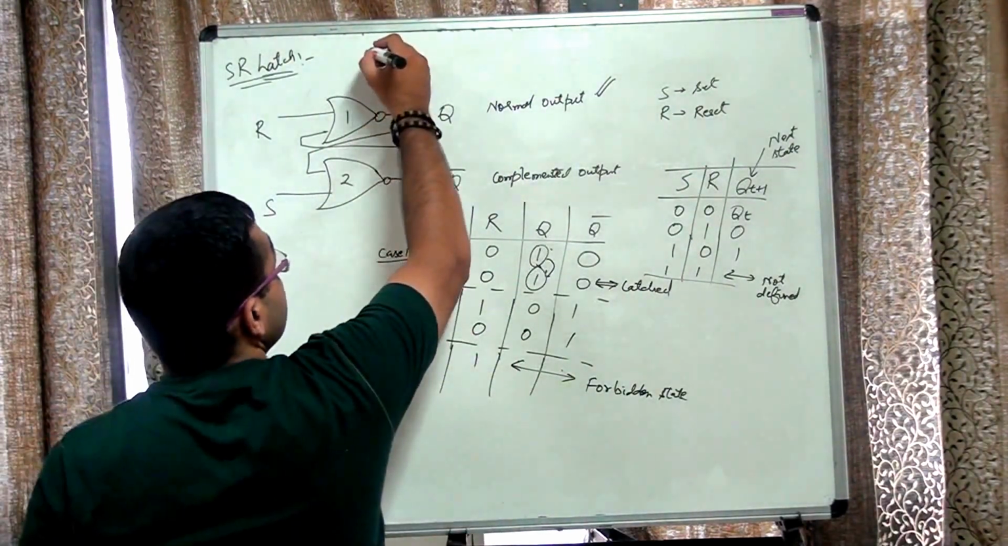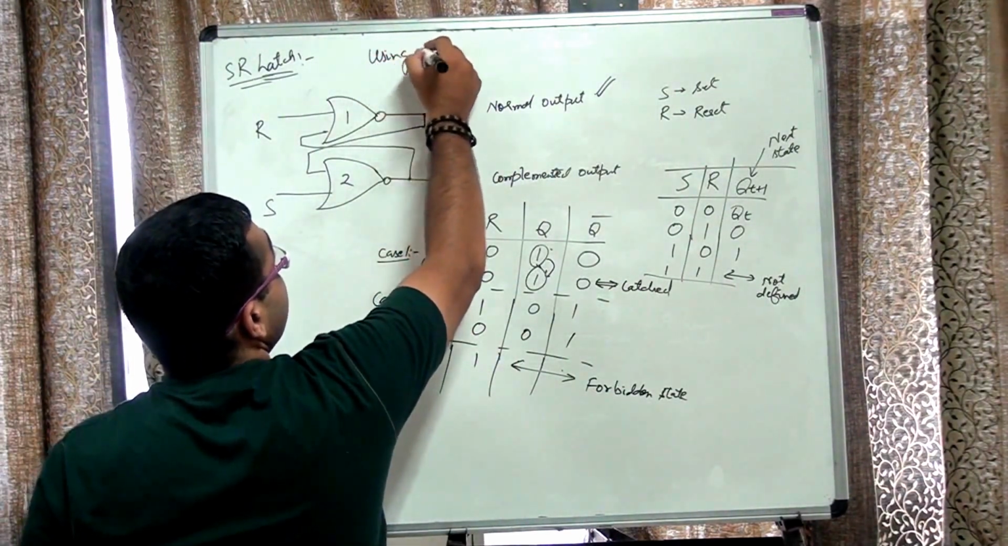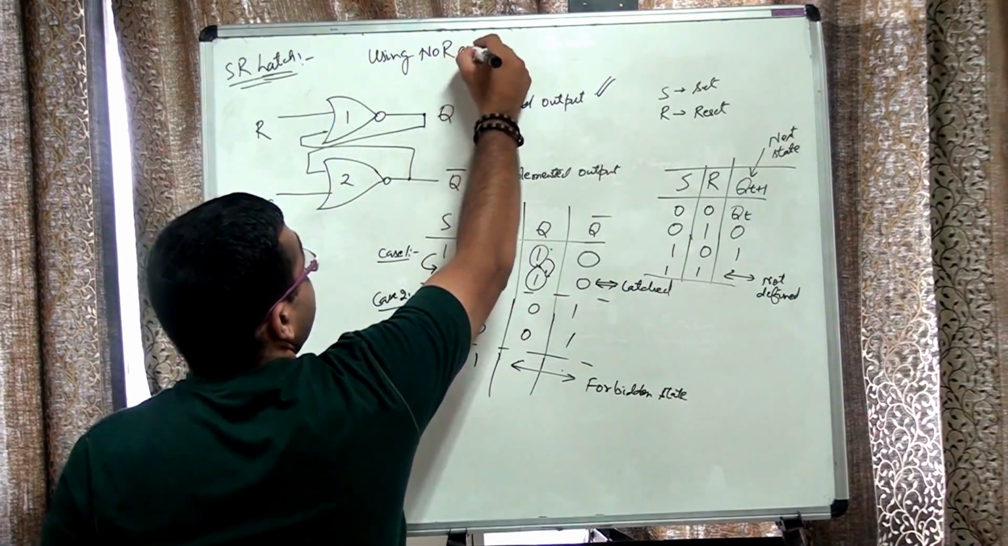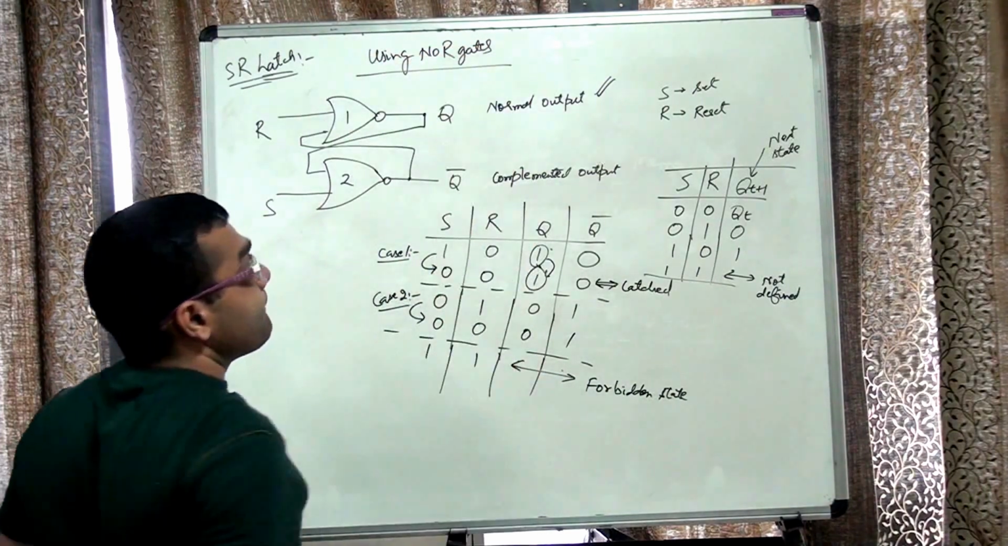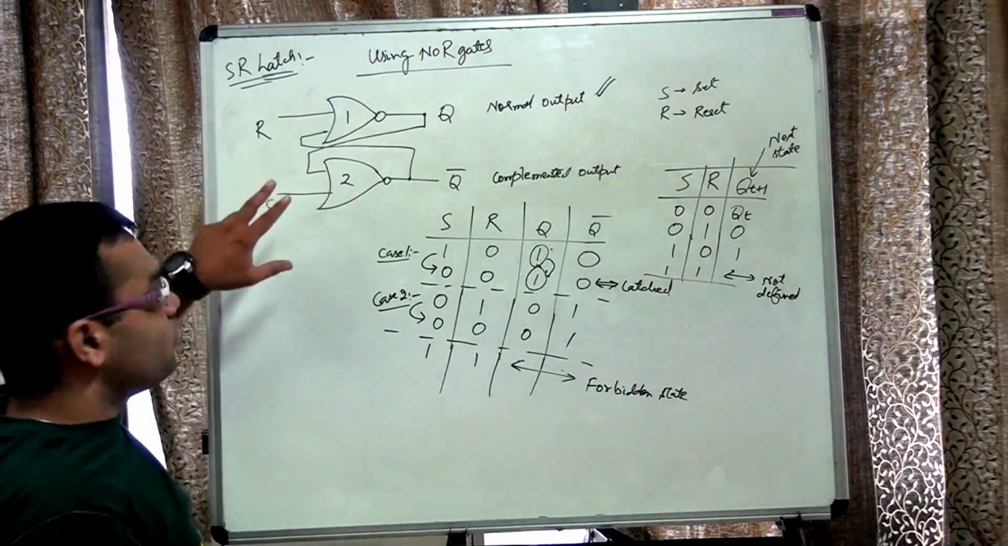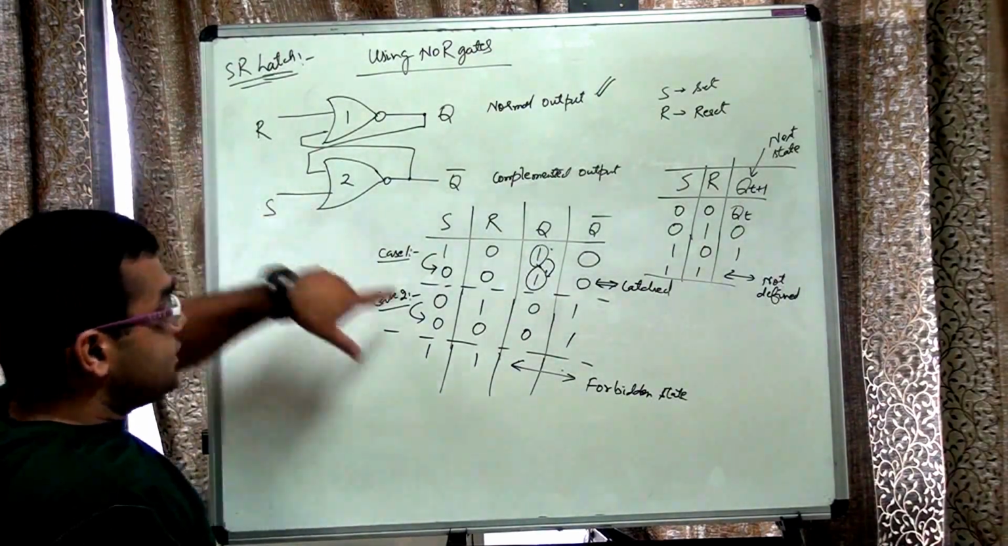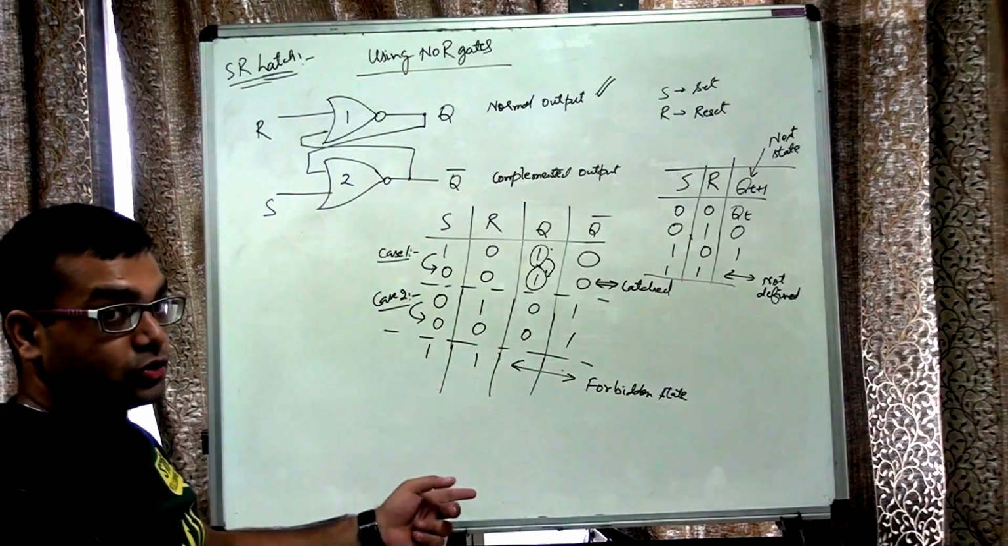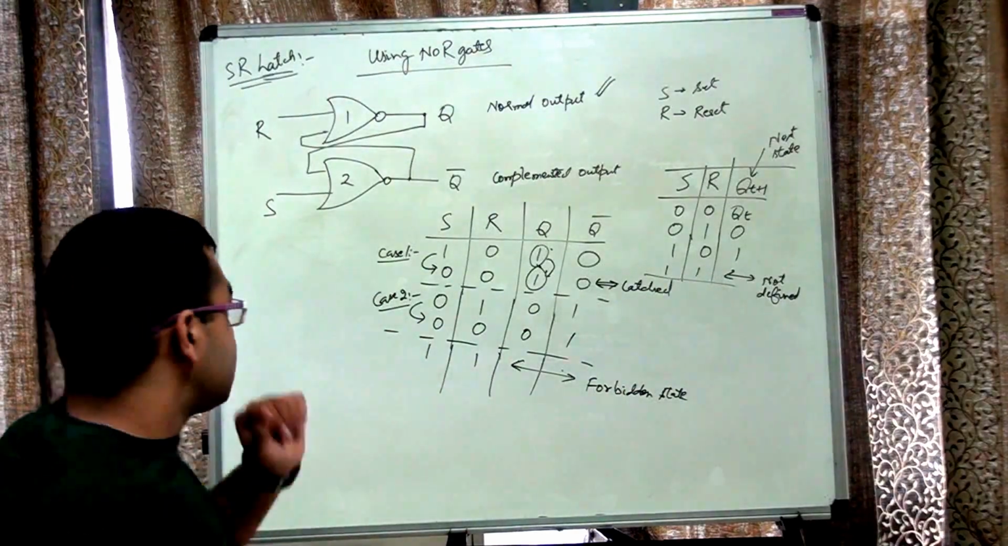Okay, so this is SR latch using NOR gates. Alright, we have used 2 NOR gates. Now the exact same working we can also attain through the use of NAND gates. Let us see how.